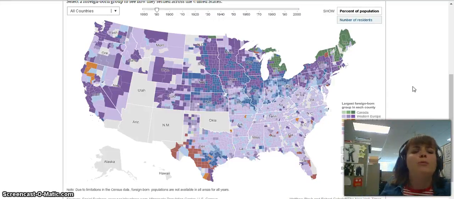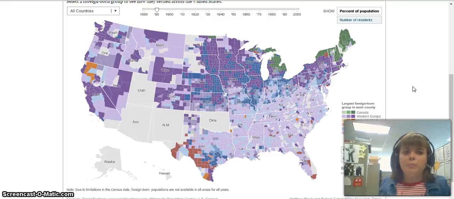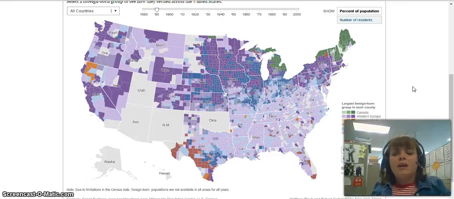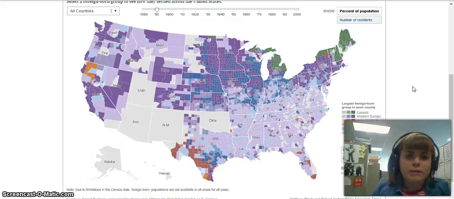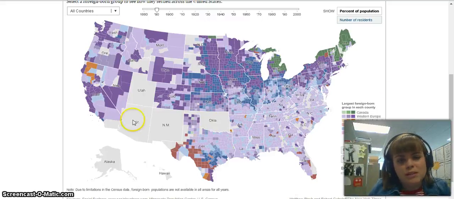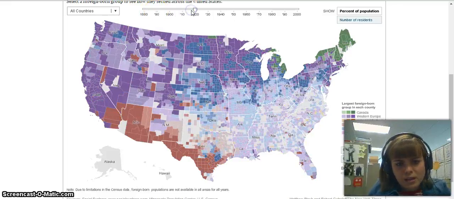Now, looking over on the west coast at California, you probably see a little bit of orange there. And that is Asia and the Middle East. That is the people starting to come in and work on the Transcontinental Railroad and things like that, okay? And you can also see that some states just don't exist yet. Moving forward on our little time period, you can see how trends change.